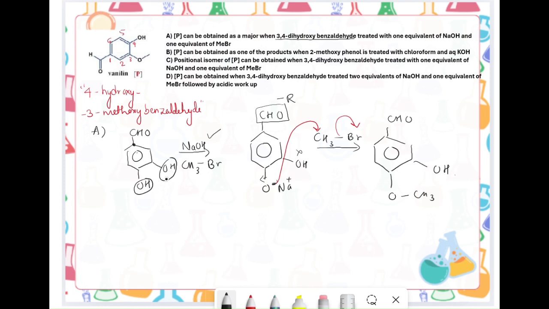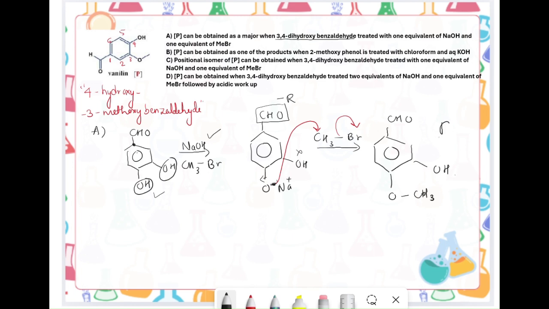There are two hydroxyls. You have to decide whether the meta hydroxy will undergo reaction or para. I told you it's para because when the para phenoxide is formed, it is stabilized by the -R group, that is aldehyde. Hence, the methylation is happening at the para position OH group. Therefore, you are going to get this as a product.